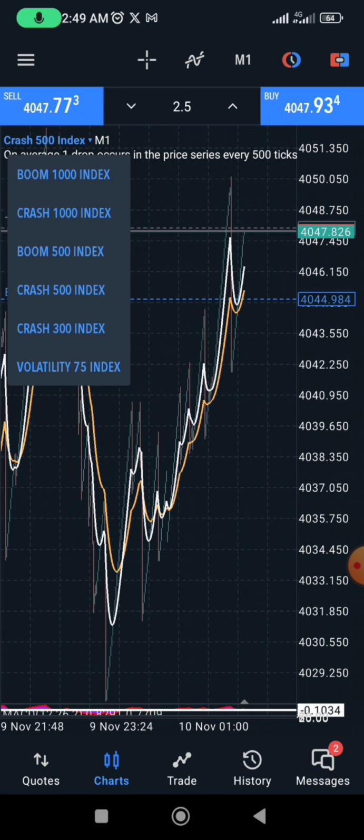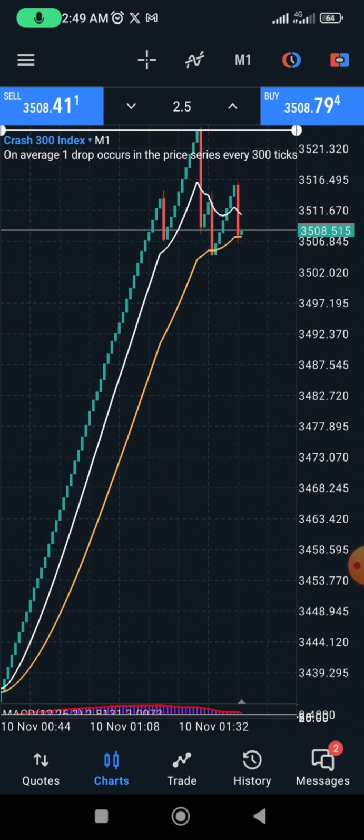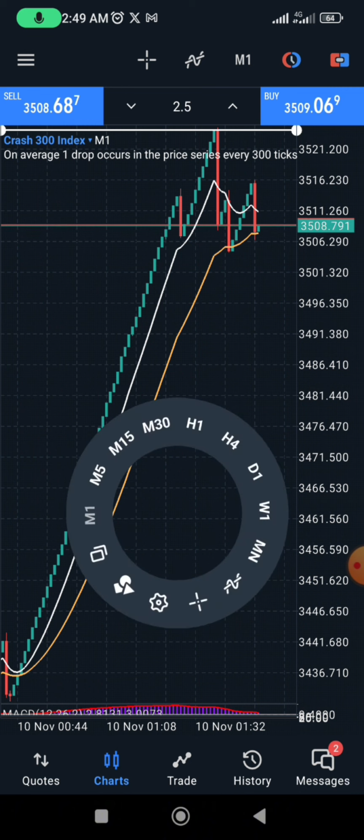You see what happened on the crash 300 I entered. My take profit hit, but it did not take me out of the trade. You see that it hits my take profit. As soon as it hits it, then a spike happened, and it did not take me out. So I had to close it because I see that it's going against me from that.